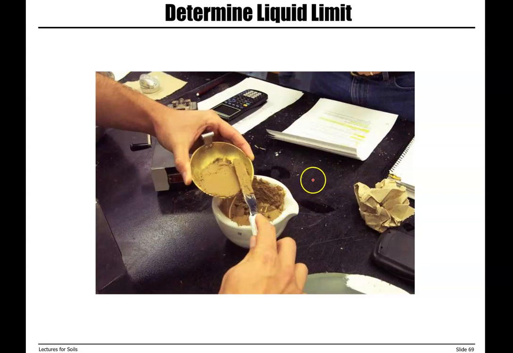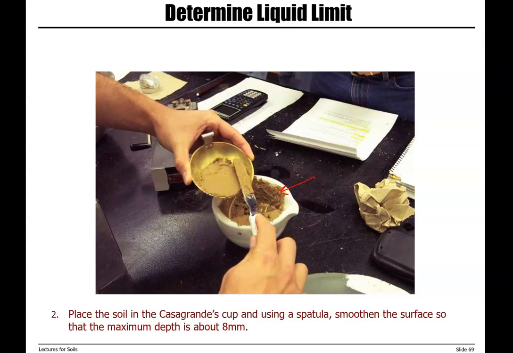After you mix your material with water and you have like a paste, then you use a spatula, this is called a spatula, and place your soil in the Casagrande cup. You need to make sure that you don't put too much material in the cup. It should be up to here. And the depth should be about 8 millimeters.